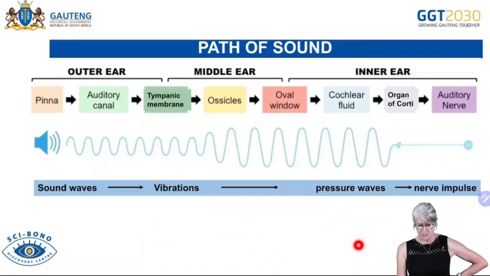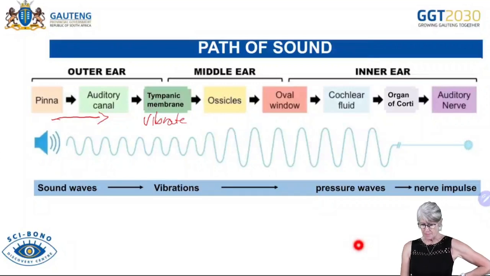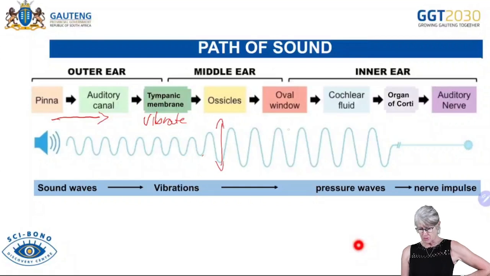Let's have a look. So we start with the sound waves that are captured by the pinna. They move through to the auditory canal, causing the tympanic membrane to start vibrating. So it starts to vibrate, and that then causes the ossicles in the middle ear also to vibrate. So now it's been converted from a sound wave to a vibration. If we have a look at the length of the sound waves, you can see here in the middle ear how much they have increased, because remember, that is where amplification occurs.